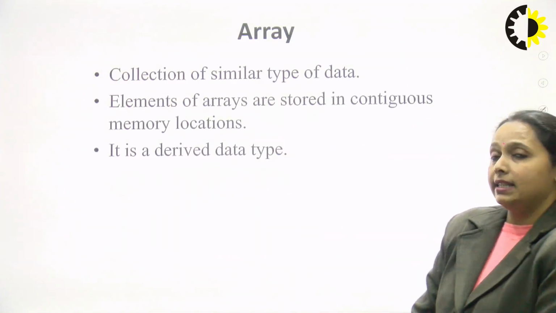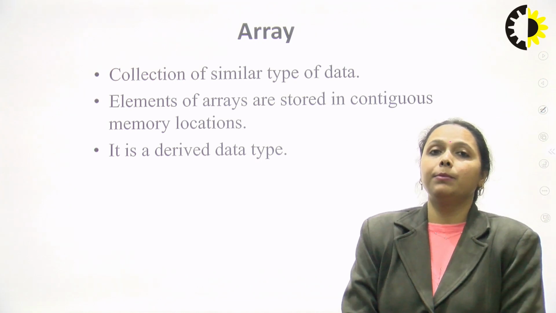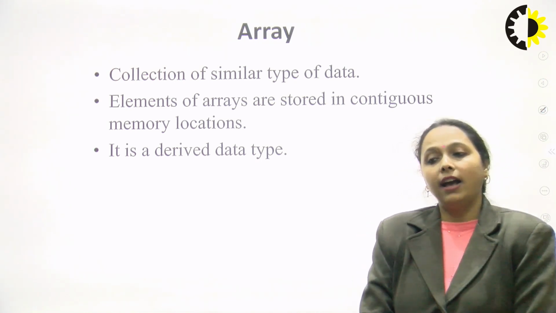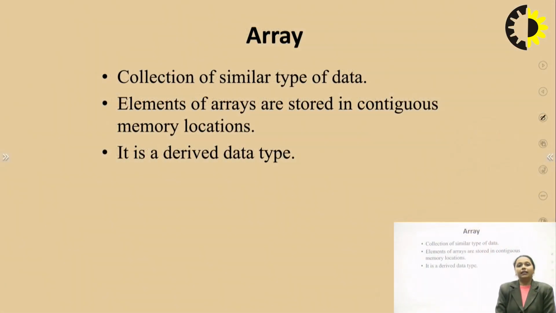So what are arrays? Arrays are a collection of similar data types. Means if we have data of the same type, in that case, instead of declaring multiple variables, we can declare a single array and store multiple values within that array. But the constraint while using an array is that all the elements are stored in contiguous memory locations. So we can say that arrays are nothing but derived data types.